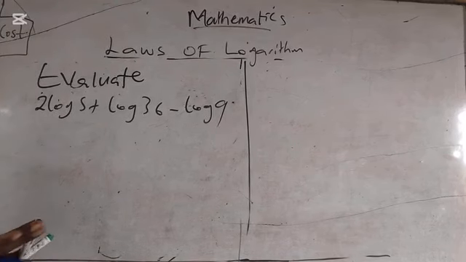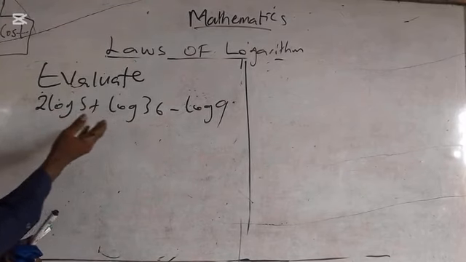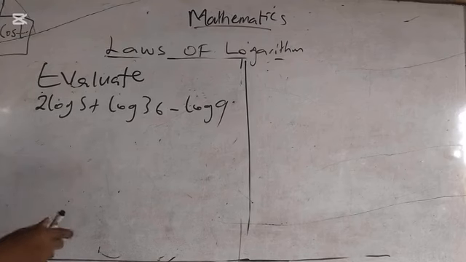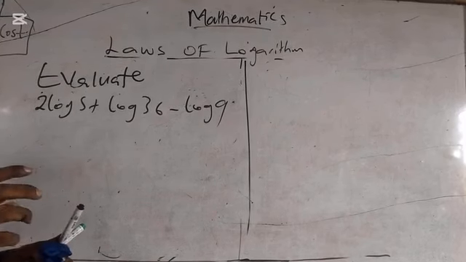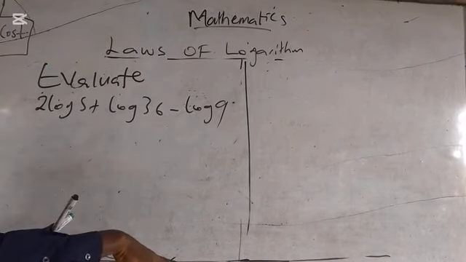Remember the law that says that if you have two logarithms added, two logarithms to the same base, you just multiply them. And if this is minus, that means this one will now be division. So what are we going to do?